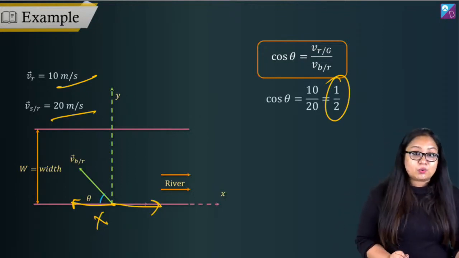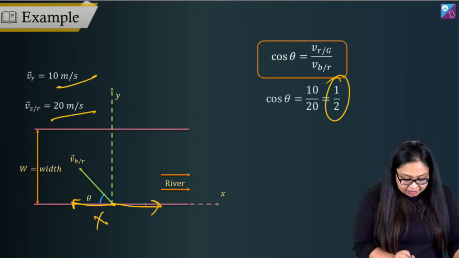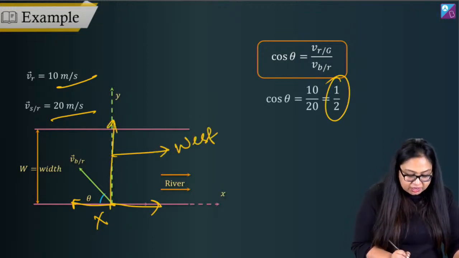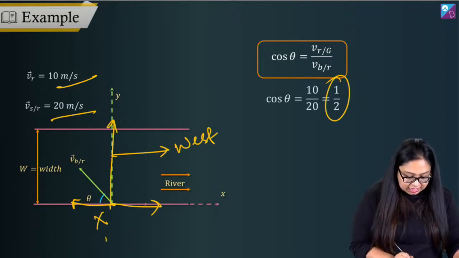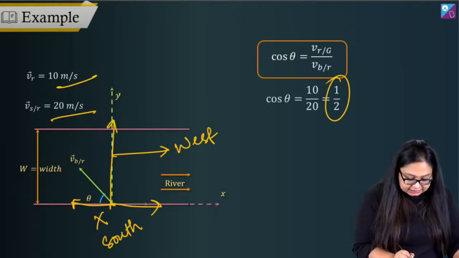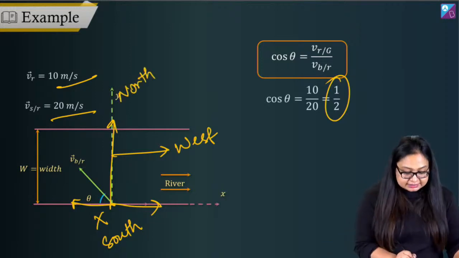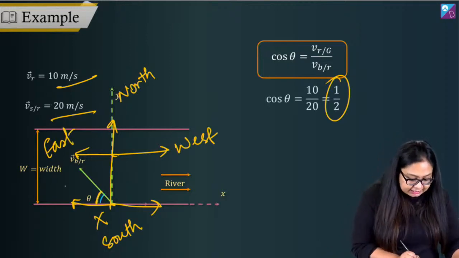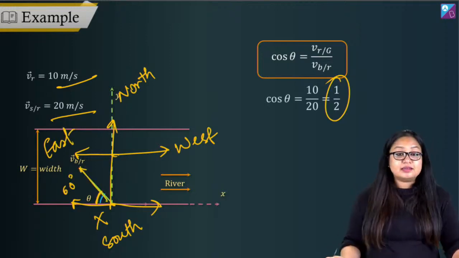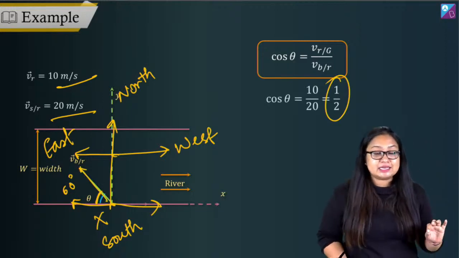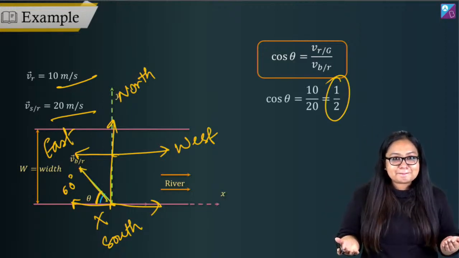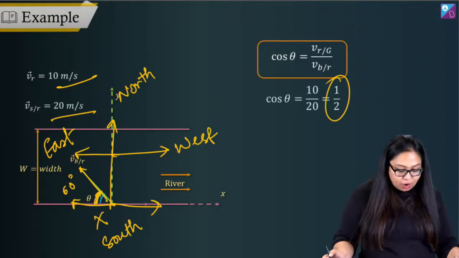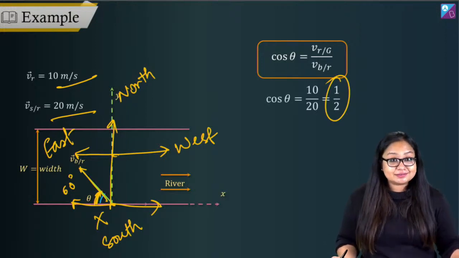And now we can see that the river is flowing towards west, and the person is going from south. So this is south, this is north, and this is east, this is west. The person should go at an angle of 60 degrees, right? So what is the direction then? The direction will be 60 degrees north of east, right?